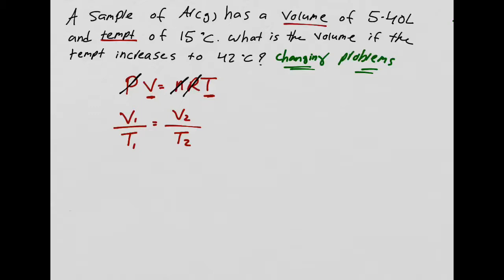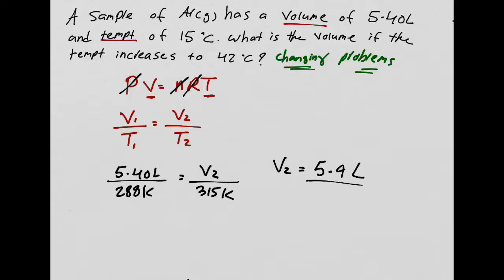That still applies. So what is my V1? My V1 is 5.40 liters, that's the right unit. Okay? What is my V2? That's what I'm trying to figure out. What is my T1? Again, remember, you have to convert it to Kelvin by adding 273 to it. So my T1 is going to be 288 Kelvin. My T2 is 315 Kelvin. Again, don't forget the units matter. So my V2 is going to be 5.9268 liters.